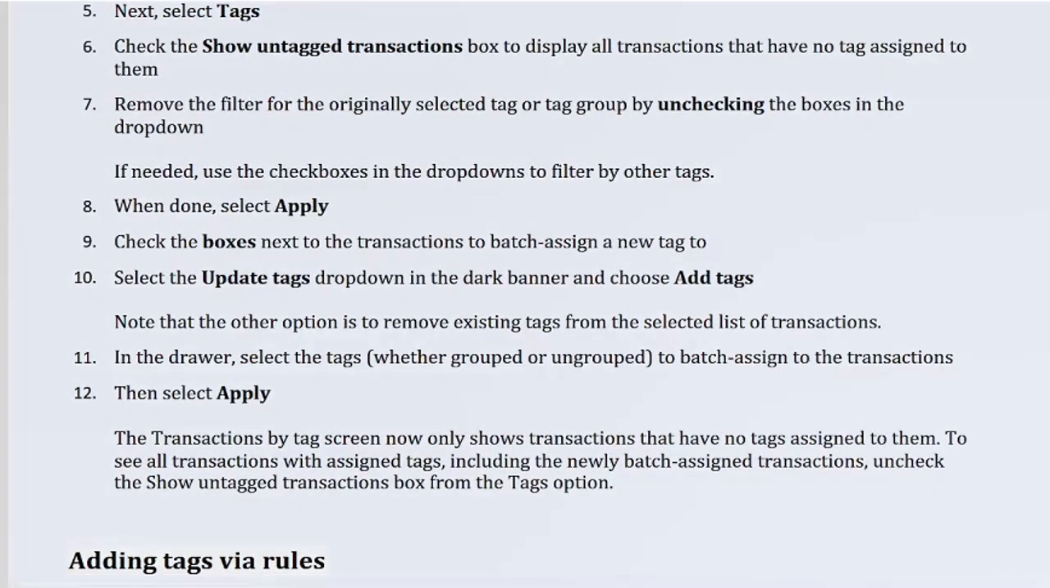Check the boxes next to the transactions to batch assign a new tag to. Select the Update Tags drop-down in the dark banner, and choose Add Tags. Note that the other option is to remove existing tags from the selected list of transactions. In the drawer, select the tags, whether grouped or ungrouped, to batch assign to the transactions. Then select Apply. The Transactions by Tag screen now only shows transactions that have no tags assigned to them. To see all transactions with assigned tags, including the newly batch assigned transactions, uncheck the Show Untagged Transactions box from the Tags option.